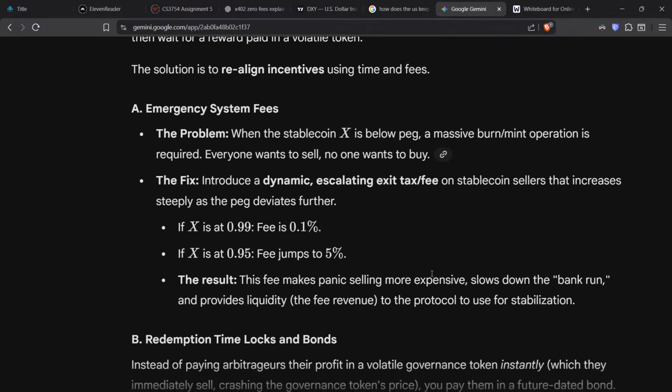The massive burn mid-operation is required in terms of doing a dynamic escalating exit tax. Wait, what? Why can't you just stop them from selling, bro? Like, what is this? A dynamic escalating exit tax on stablecoin sellers that increases steeply as the peg deviates.